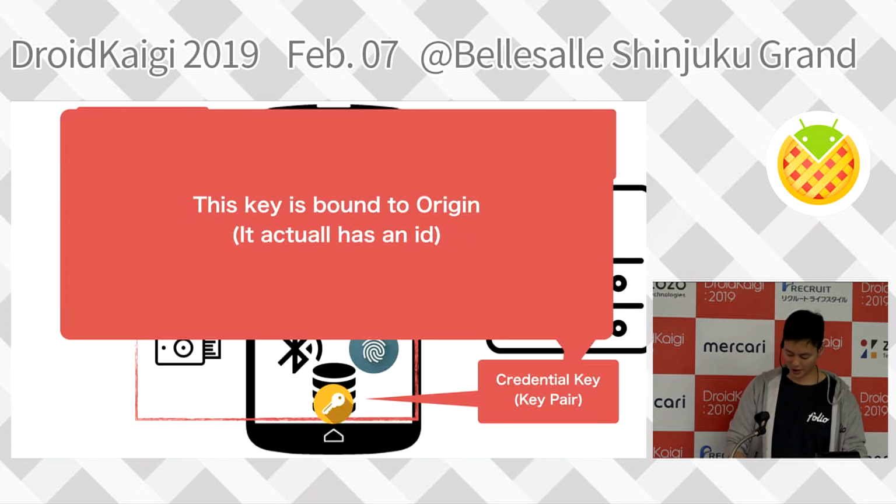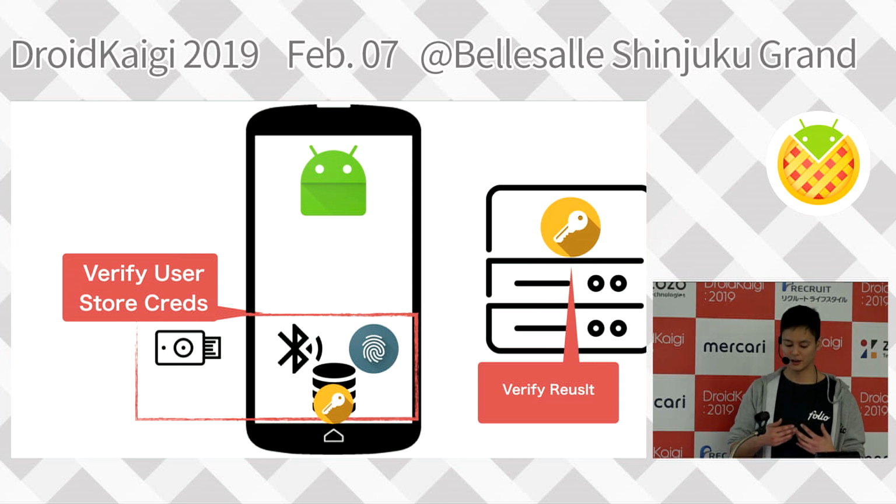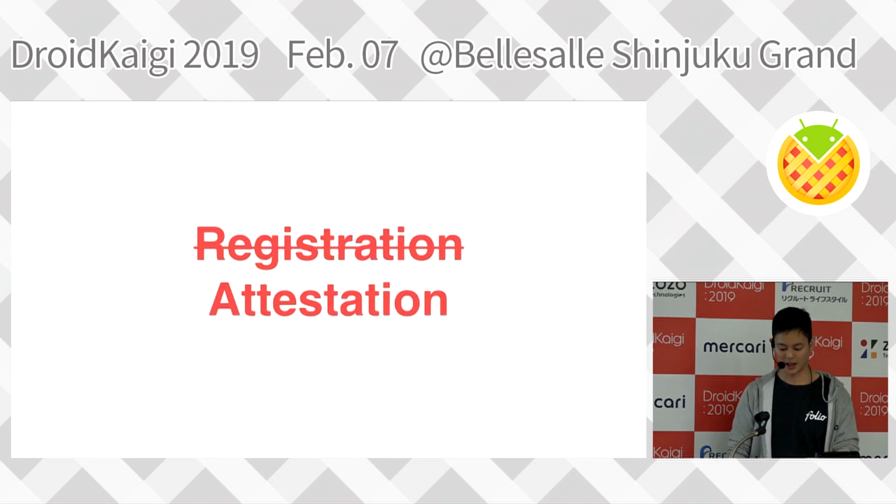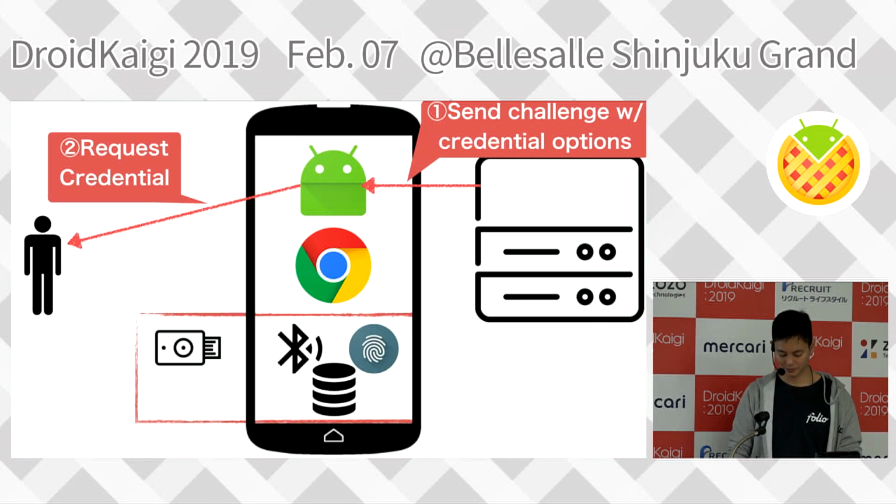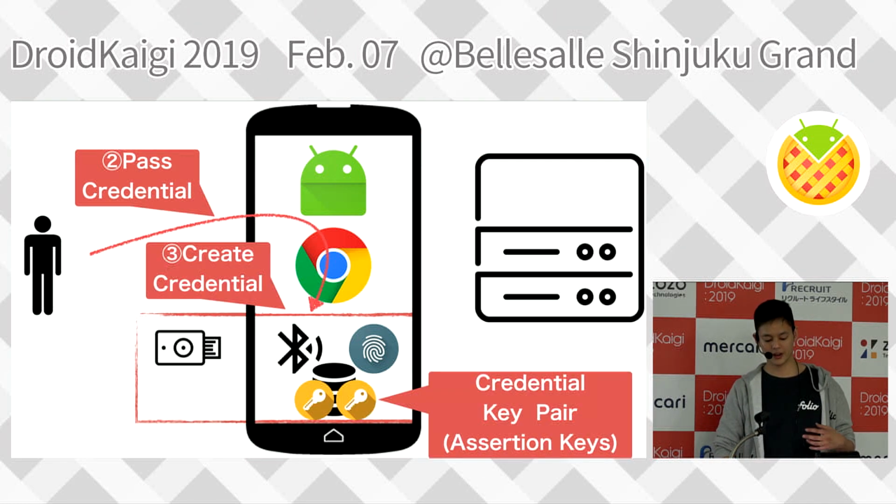So you need to register. I said the authenticator generates a credential, so there is a step to register this credential to the server. In FIDO terms, it's called attestation. This general step involves a lot of communication between the server and the client side. First, the server sends a challenge along with options that you can use in the credential. Then the authenticator uses those options to create the credential, along with user authentication.